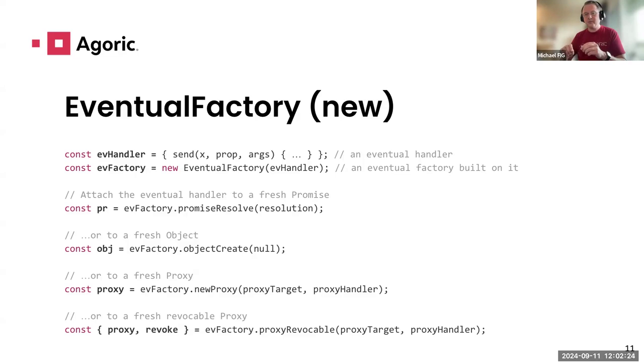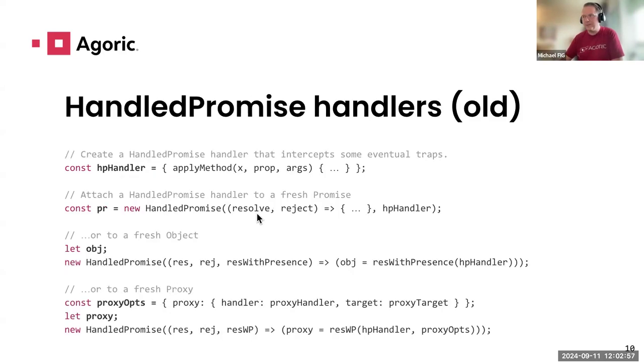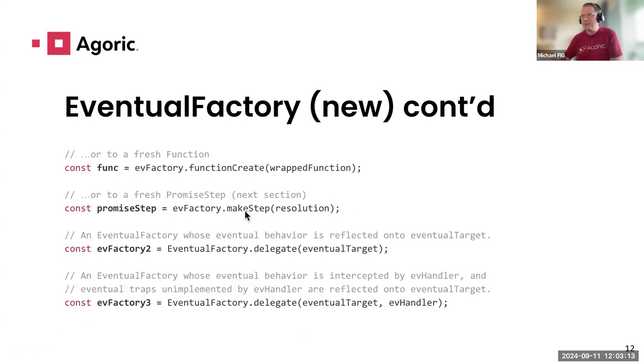So it's like you create an object that can receive eventual methods and process them differently from proxy methods or promise methods. One of the more interesting ones is that you can create a revocable proxy that has a target and a proxy handler that has an eventual handler also attached to it. This was done in the old way by a crazy proxy options thing and a handle promise that you resolve with the presence to a handler with the proxy options to get a proxy out. And you can do fun stuff. The promise step stuff should be based on the factory. We wanted a factory to make a valve, for example, with a specific handler.